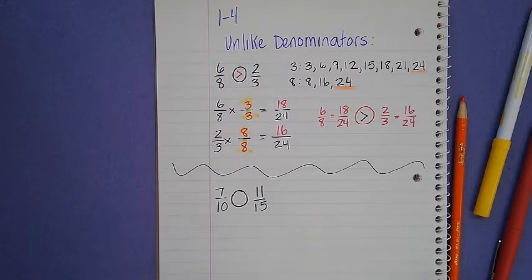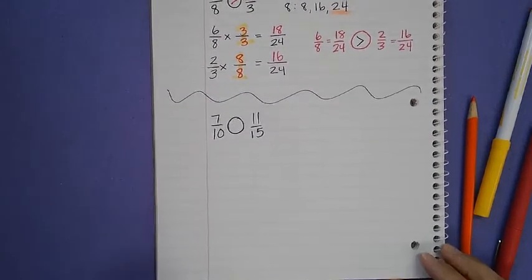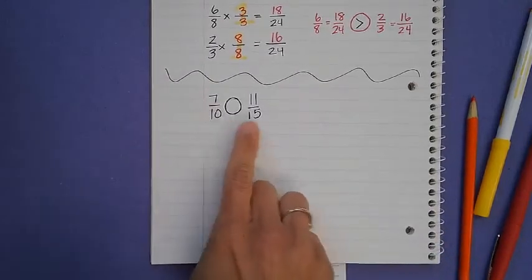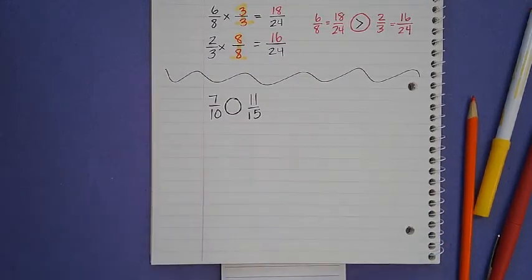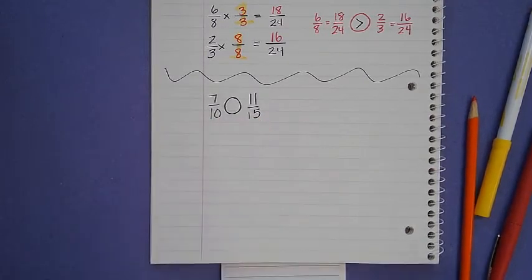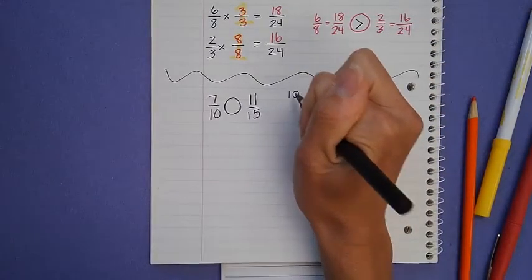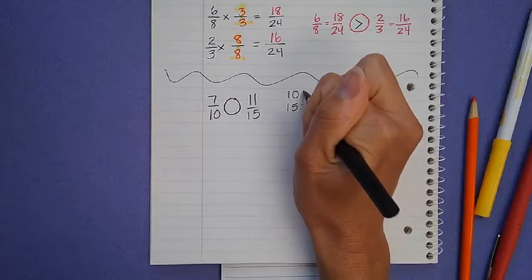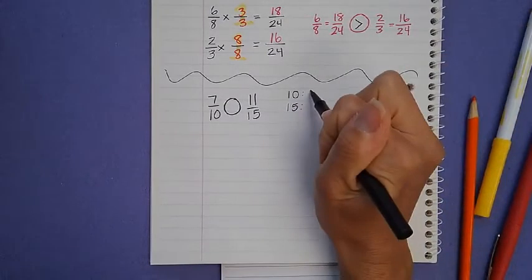Here I have another two fractions that have unlike denominators. I have 10 and 15. So I could multiply these two together, just like we did with the 8 and the 3, but that's a really, really big number. So I know that there has to be something else that 10 and 15 have in common. So right now I'm going to list some multiples of 10.